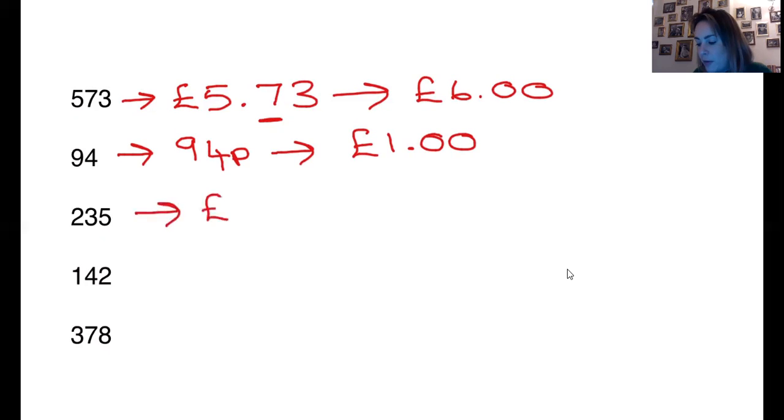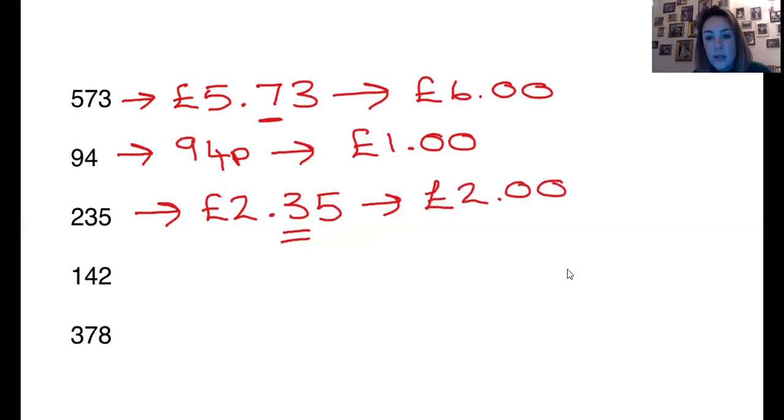235, £2.35. Have a look at that tens digit. We're going to be rounding that down, and it's £2 to the nearest pound. 142, we've got £1.42. It's 4, so we fall to the floor. So the nearest pound is £1.